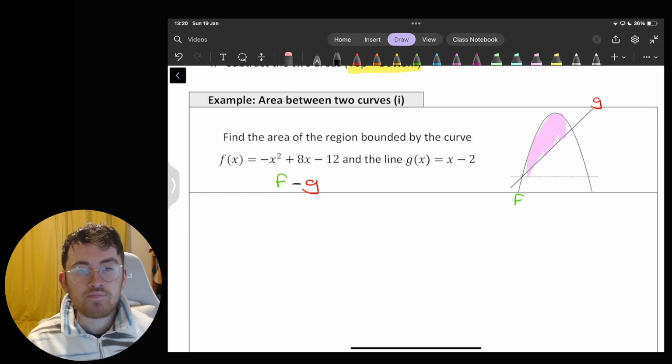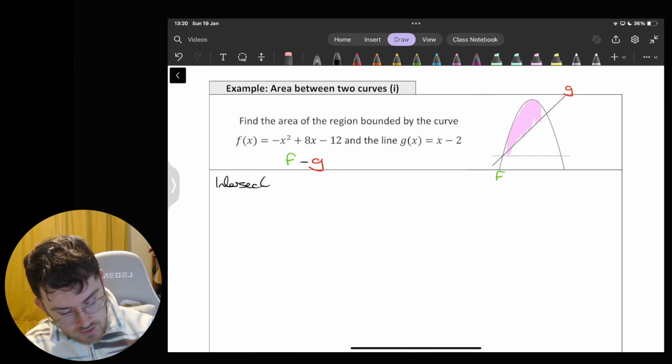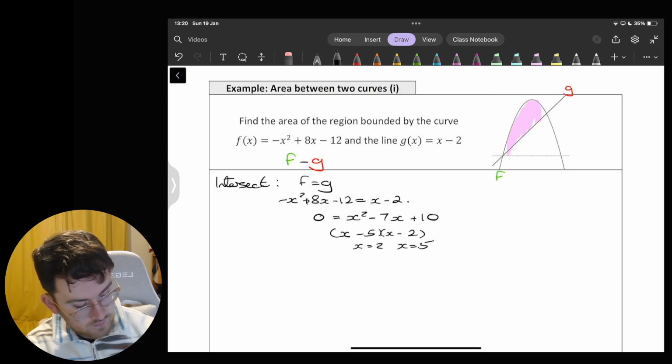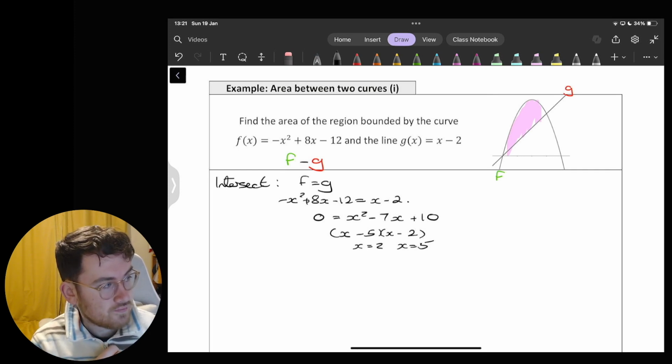So what I want to find is the intersection. For the intersection points, I'm going to put them equal. So F equals G: negative x squared plus 8x minus 12 equals x minus 2. So 0 equals x squared minus 7x plus 10, factoring that, x minus 5, x minus 2, so x equals 2, x equals 5. Let me see now, have I made a slight mistake there? No, x equals 5, x equals 2.